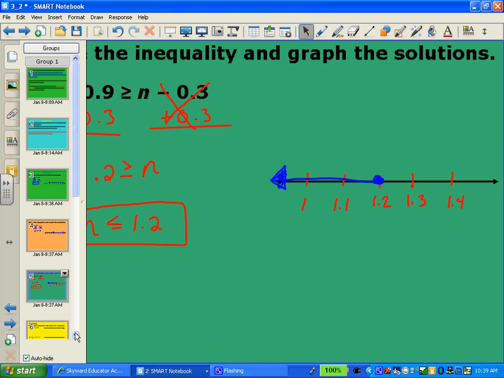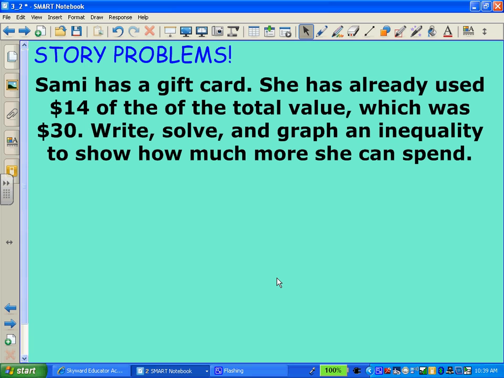Now, of course, we can never get out of a section without talking about story problems. Woohoo! Sammy has a gift card. She has already used $14 of the total value, which was $30. Write, solve, and graph an inequality to show how much more she can spend. Now, our variable, what's it going to stand for? It's going to stand for the money she has left.